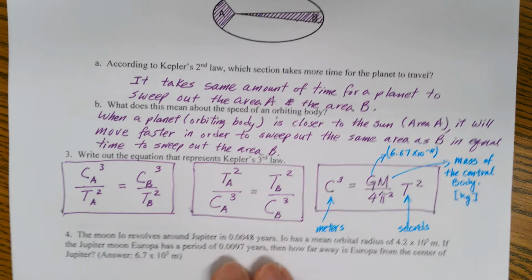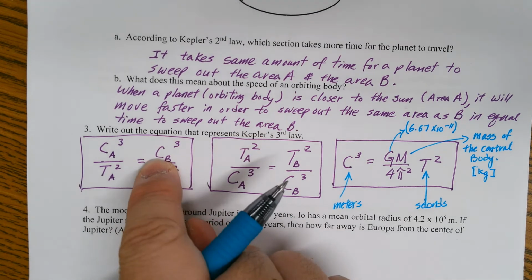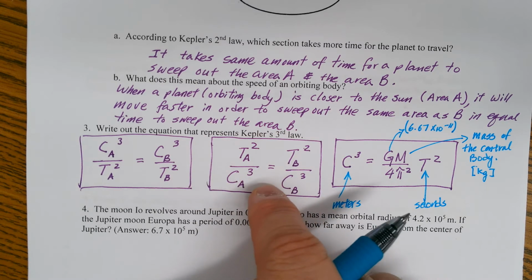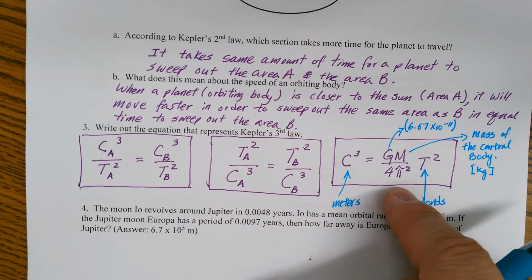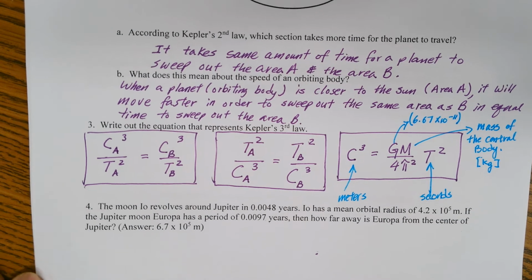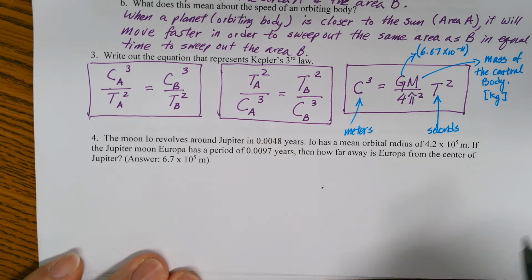All right. So that's it for Kepler's third law. So it could be this, it could be this, or any combination of algebraic manipulation of this, or it could be that. All right. So last one. Let's take a look at number 4.